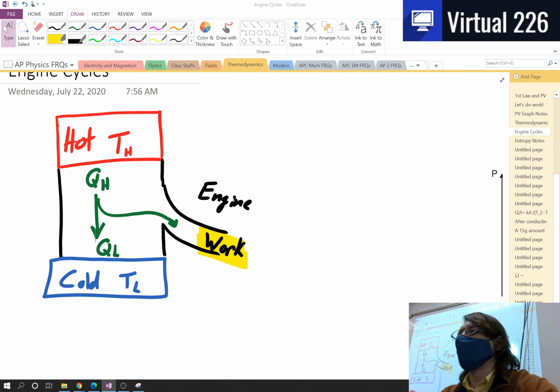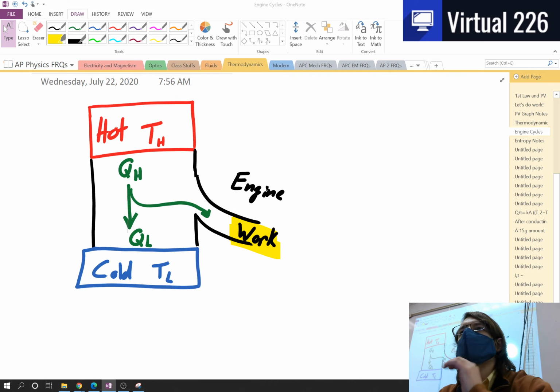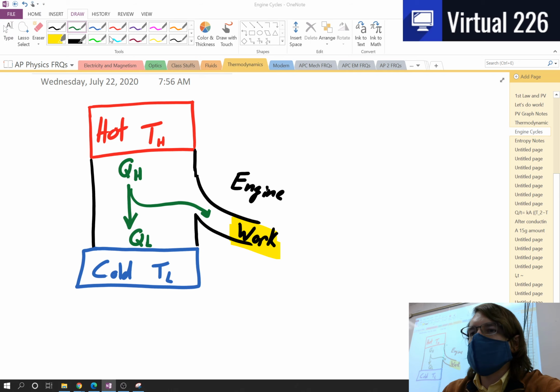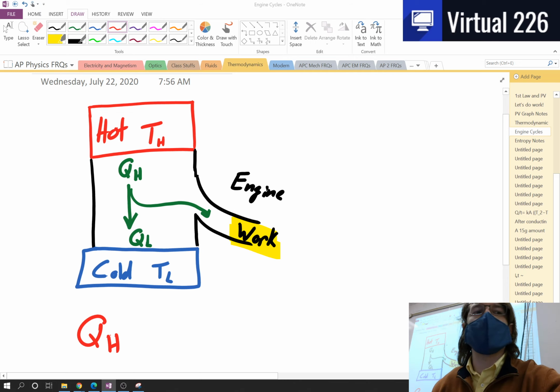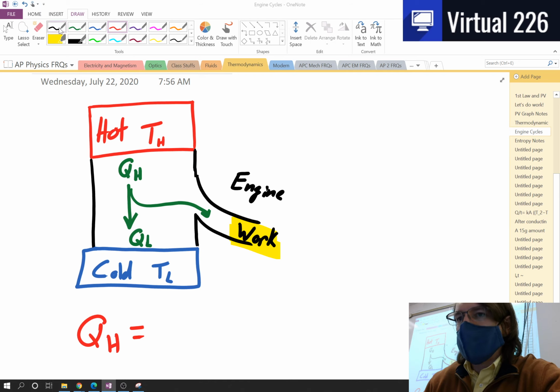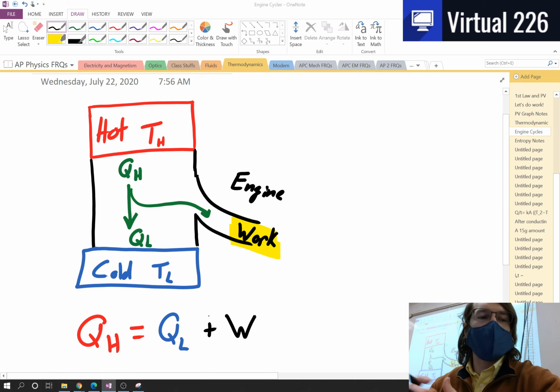What this means in general is just by looking at this diagram, you can make a mathematical equation out of it. You can say that the heat energy you had in the beginning, QH, if energy must be conserved, has to equal the low energy, QL, plus some amount of useful work.